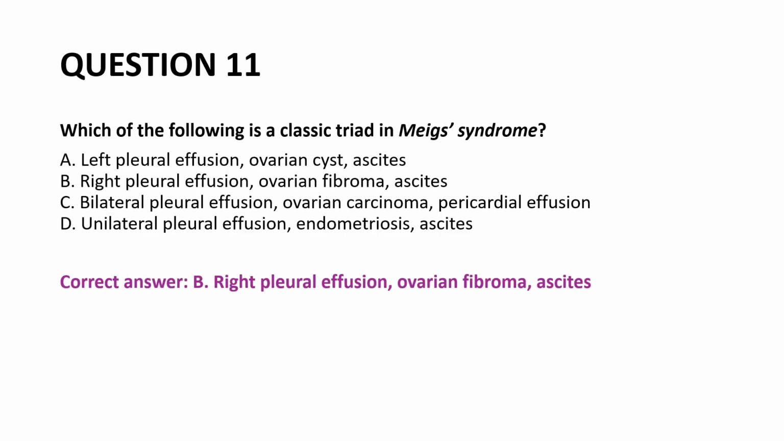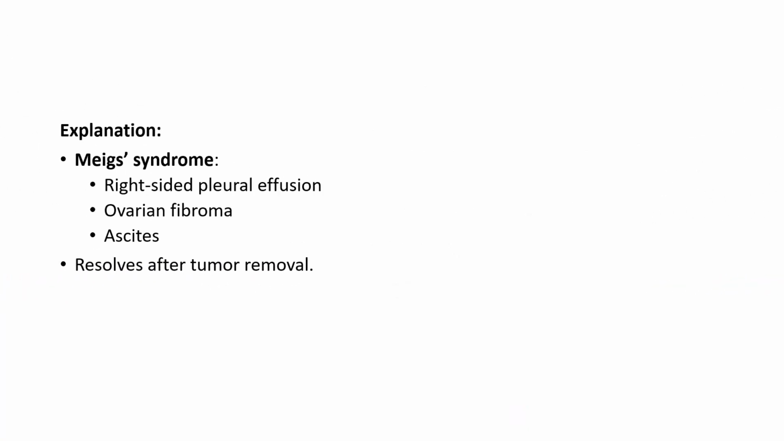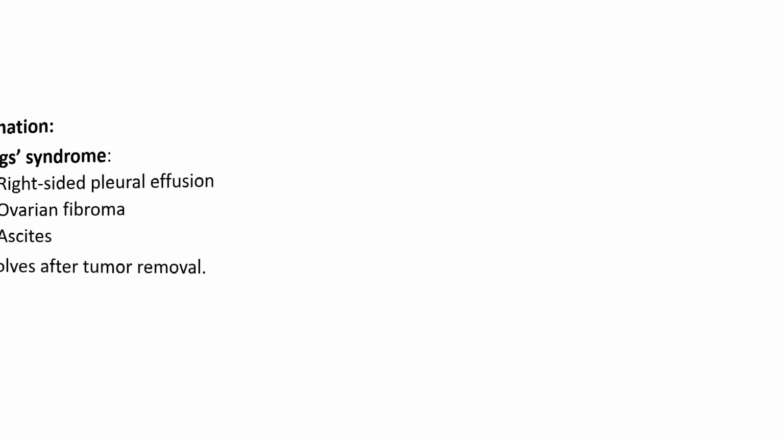The correct answer is right pleural effusion, ovarian fibroma, and ascites. Meigs syndrome is defined by right-sided pleural effusion, ovarian fibroma, ascites. All these resolve after tumor removal. It is important not to confuse it with ovarian carcinoma, which also presents with ascites and effusion. But Meigs is specifically linked to fibroma, which is a benign tumor.